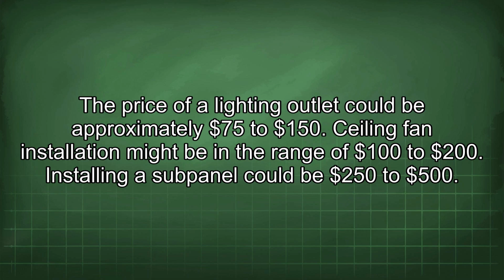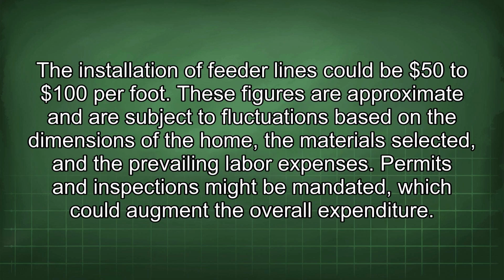Ceiling fan installation might be in the range of $100 to $200. Installing a subpanel could be $250 to $500. The installation of feeder lines could be $50 to $100 per foot.